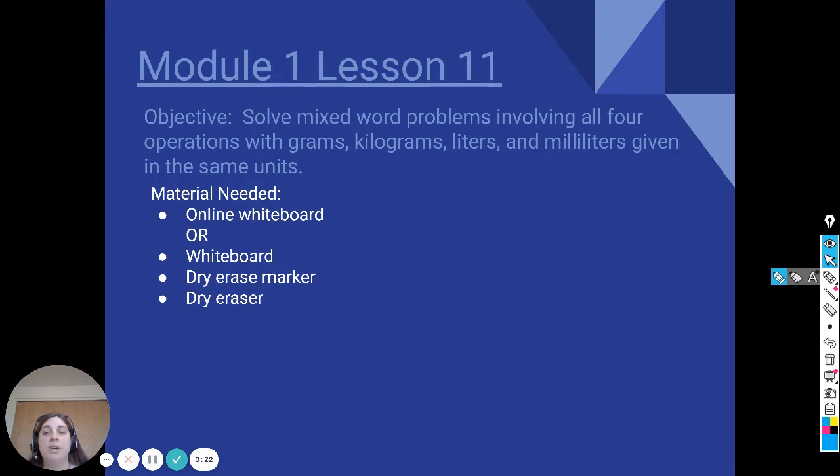Okay, so the materials you need for today are online whiteboard or your whiteboard, dry erase marker, and dry eraser. I am going to be going through one example of each operation, so one addition, one subtraction, one multiplication, and one division. I'm going to try to do them slowly so that you can follow along with me on your own whiteboard and work through the problems with me so that you get that practice in before you work on your IXL skill.